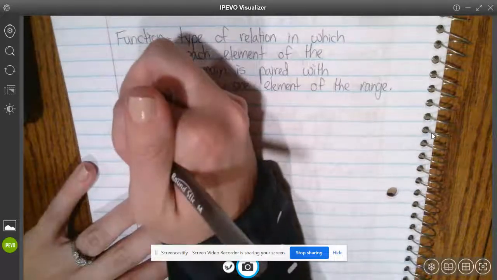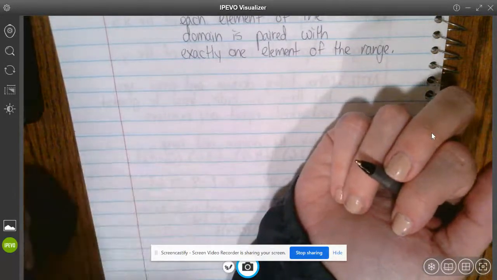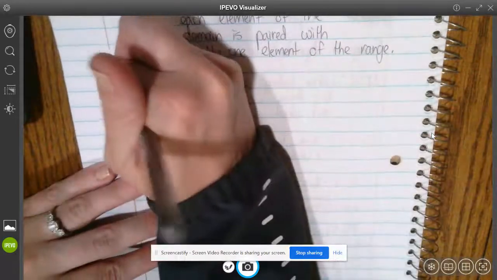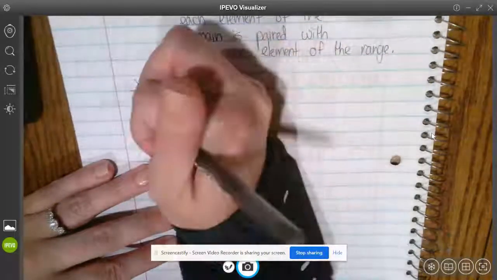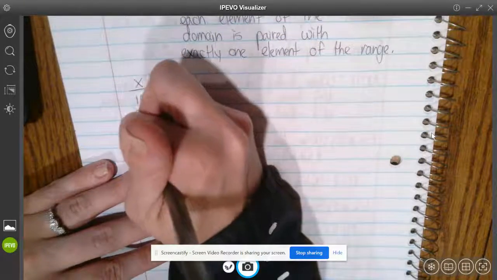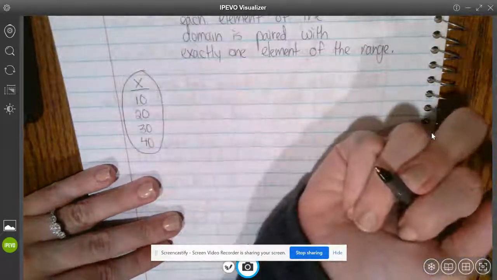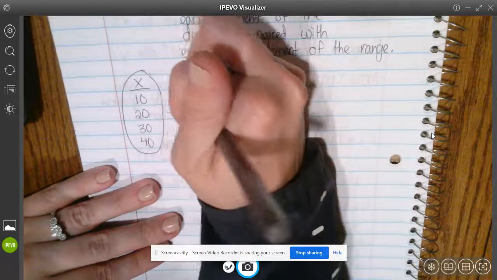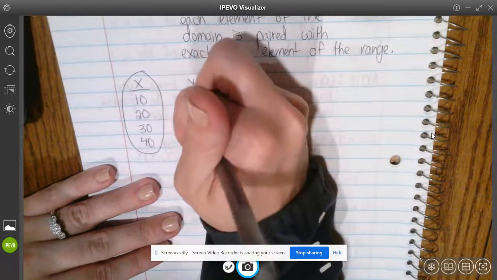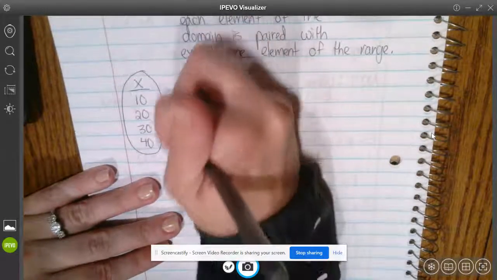Most of the time, whenever you're talking about functions, you're talking about mapping. Okay, so I know this makes no sense, but this is just how it goes. So it will have x, and let's do 10, 20, 30, and 40. Make it easy. And they always put them in a circle. And then they have their y's, and let's do 15, 25, 35, and 45. They always put those in a circle.